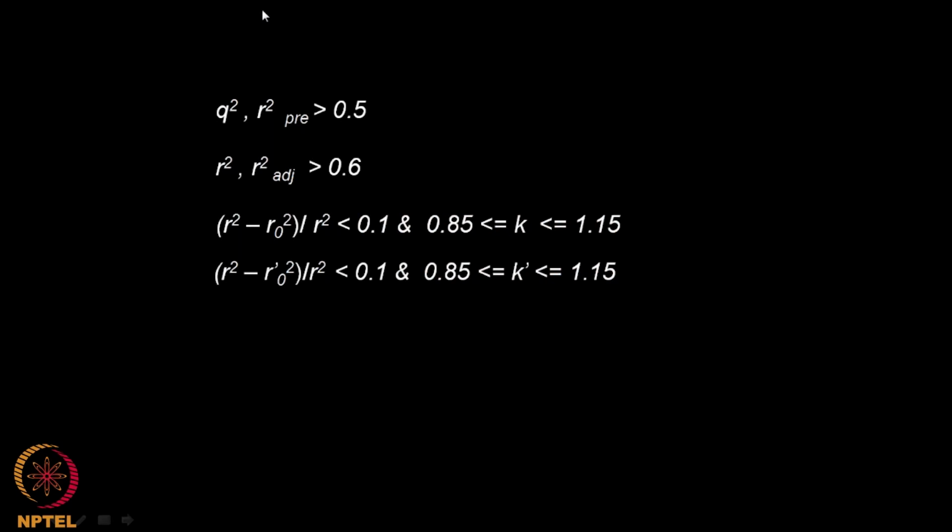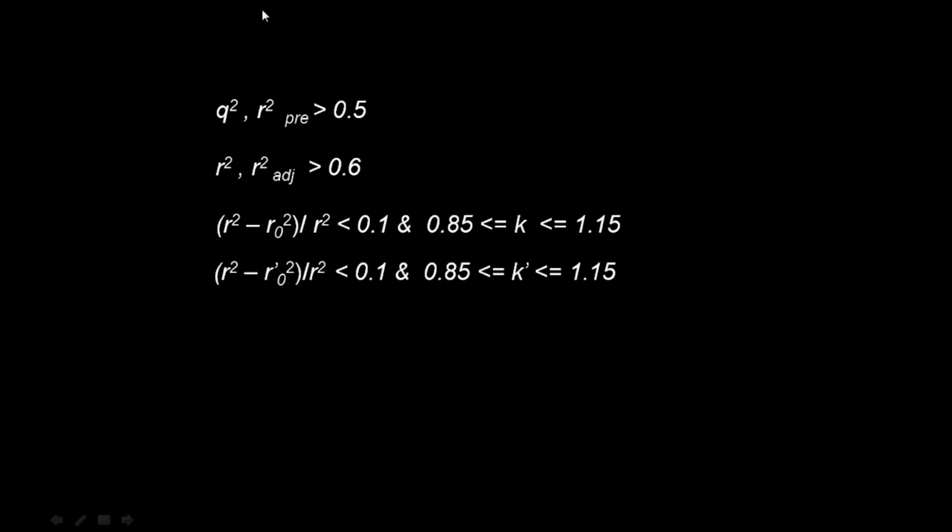Hello everyone, welcome to the course on computer aided drug design. We will continue on the topic of QSAR. In the previous class we talked about what are the important statistics we need to obtain in order to say the regression is good and it has good predictive capability. R square adjusted should be at least greater than 0.6, Q square, that is the cross validated R square or leave one out method R square, like that. R square predicted should be greater than 0.5.